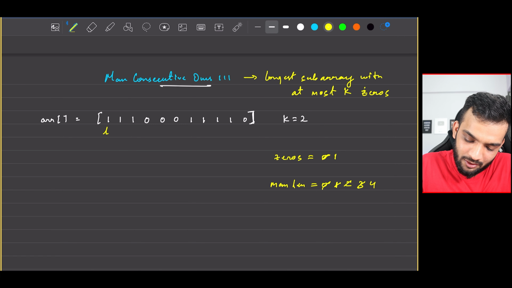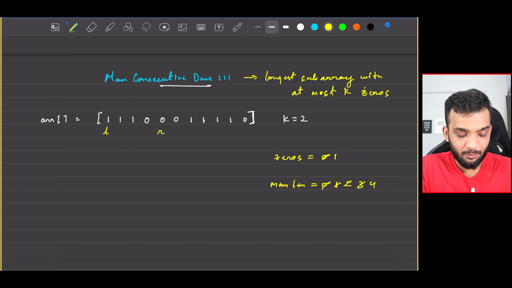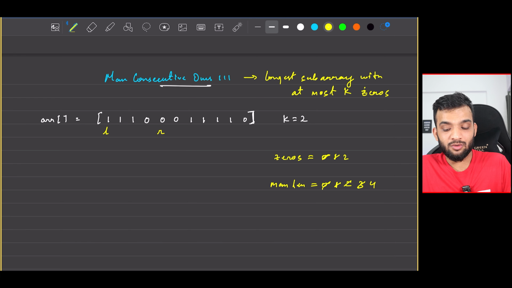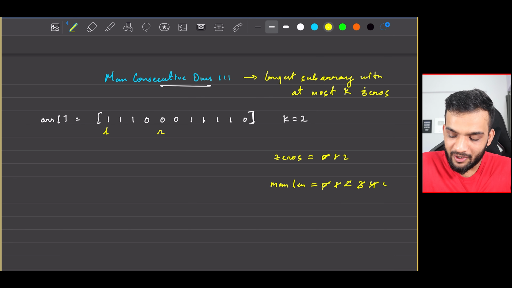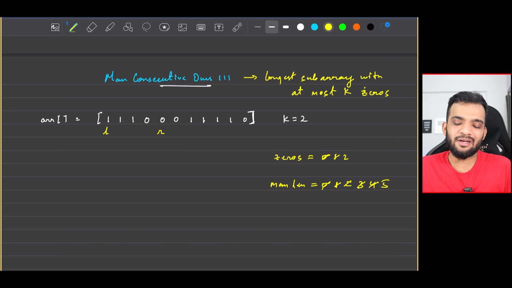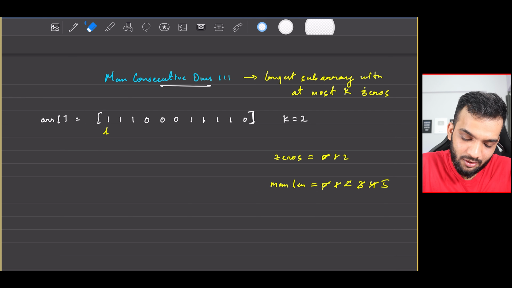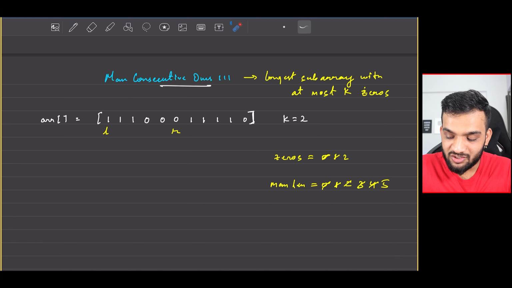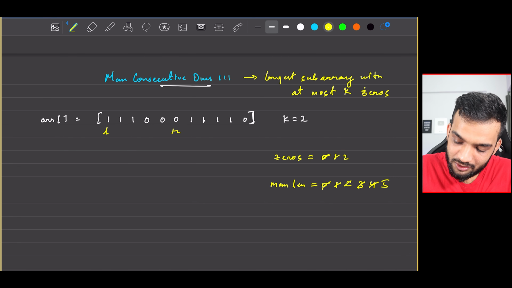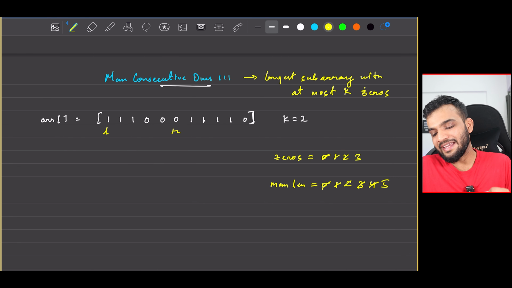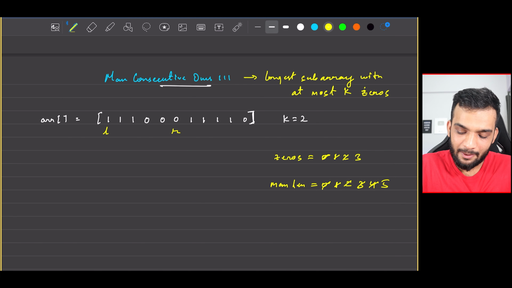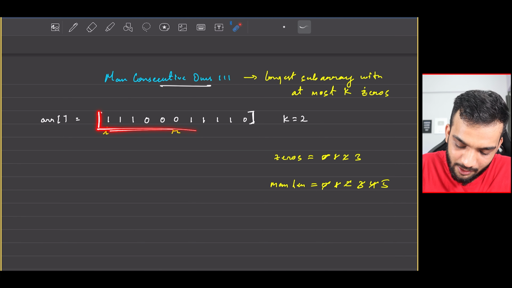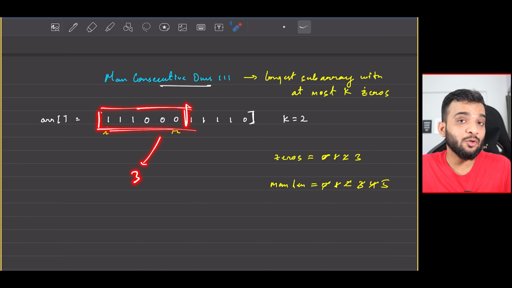What is the next thing? The R moves here. When the R moves there, it's a 0, so zeros gets updated to 2. The length gets updated to 5 because 2 zeros are permitted. Next, the R moves here. Now this time the zeros gets updated to 3. If the zeros get updated to 3, I'm saying that this particular subarray has 3 zeros.